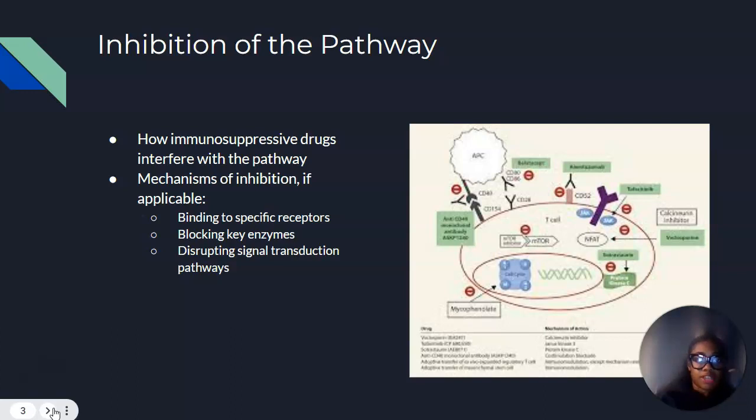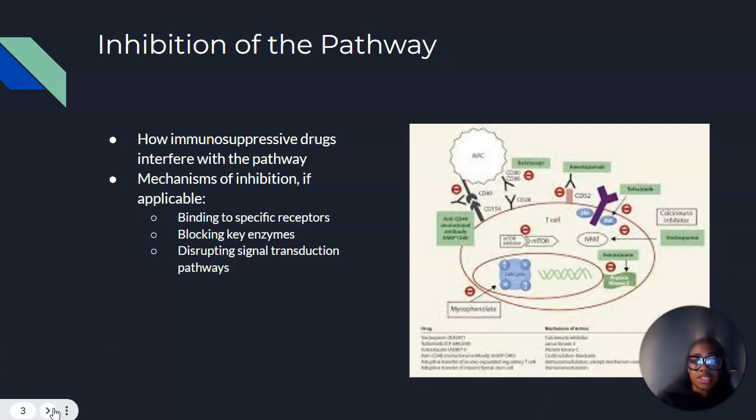Immunosuppressive drugs exert their effects by disrupting key steps within the immune response pathway. This interference can occur through various mechanisms, including binding specific receptors, blocking enzymatic activity, or altering signaling cascades. By targeting critical components of the pathway, these drugs modulate immune cell function and attenuate inflammatory responses. Depending on the specific drug and its target, various mechanisms of inhibition may come into play.